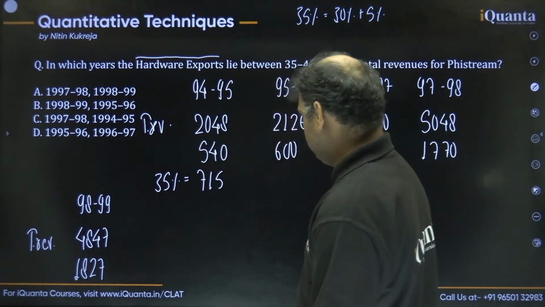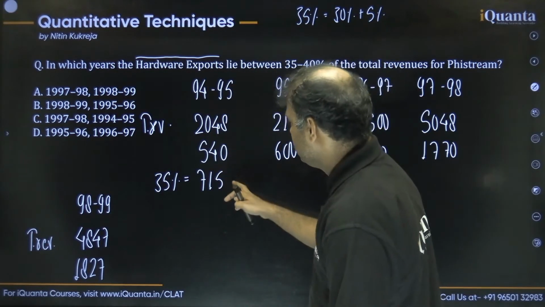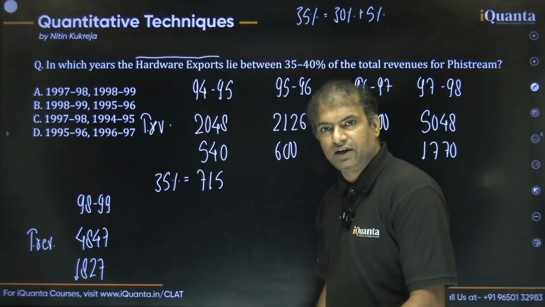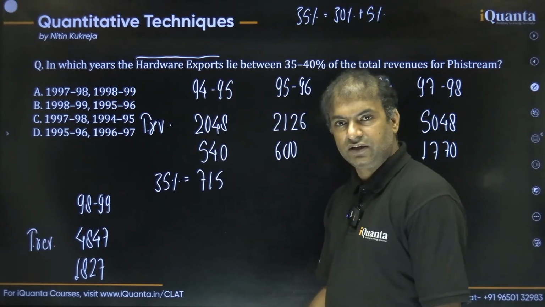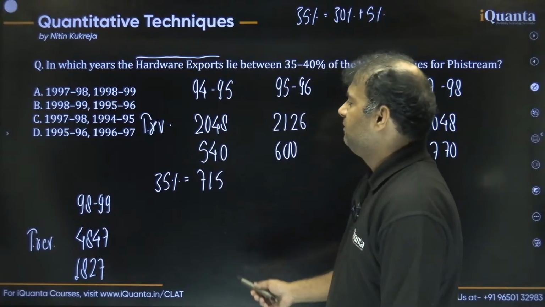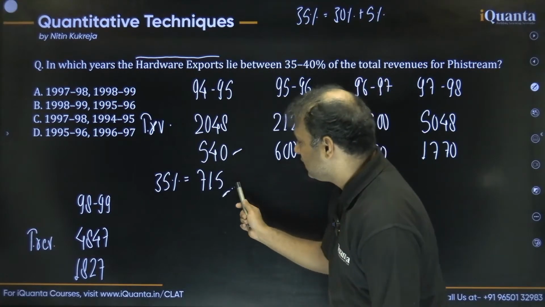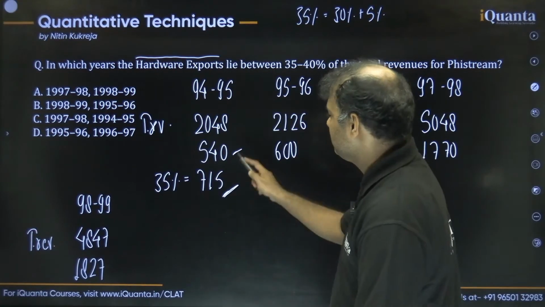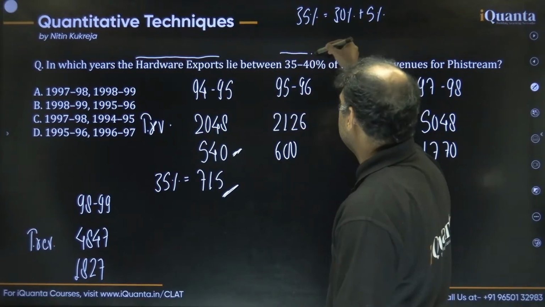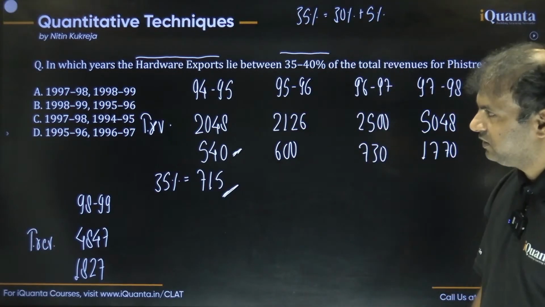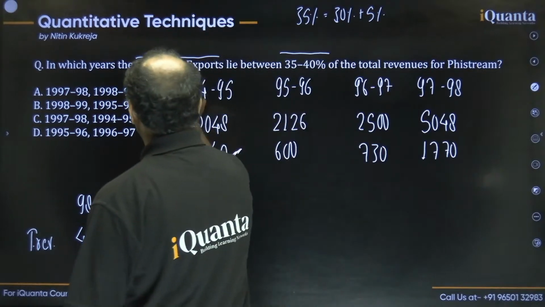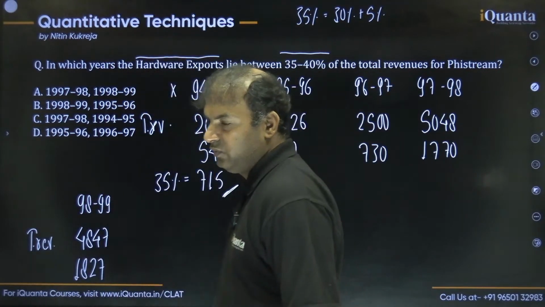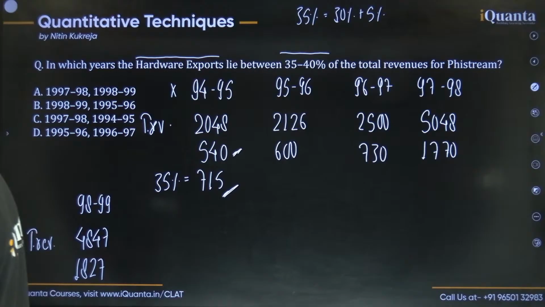So guys, don't you think that 540 is far less than 715, right? So how can this be the answer? This can definitely not be the answer. 540 is definitely less than 35%. That means 540 cannot be in the range of 35% to 40%. So definitely 94-95 is not the right answer. Okay, hope this is clear.